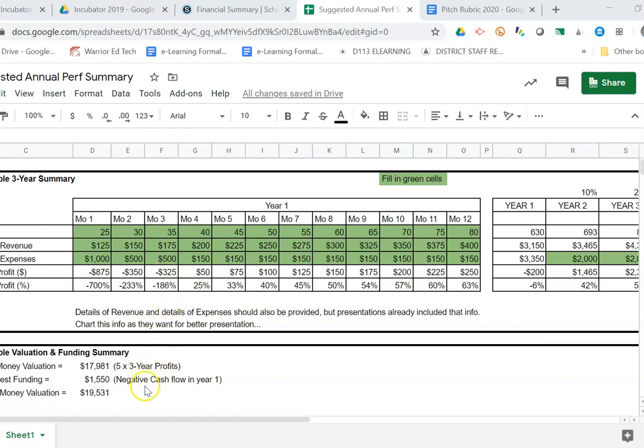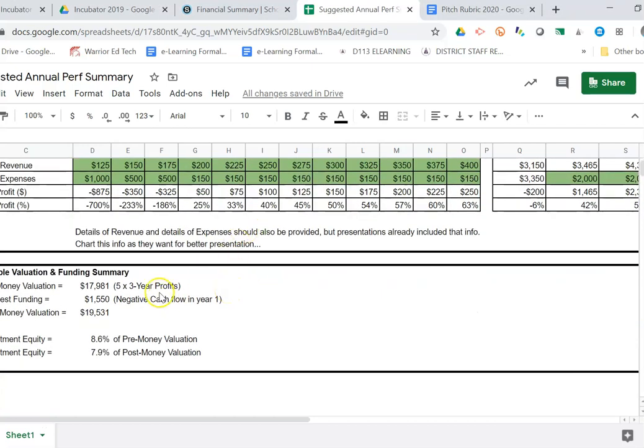So in this case, you take all your negative cash flow that you have in year 1, you add it up, you get a total, and then you have your post-money valuation. So then you take the dollar amount of your need for negative cash flow and you divide it by the pre-money valuation. That gives you the percent that you're giving for that dollar amount.